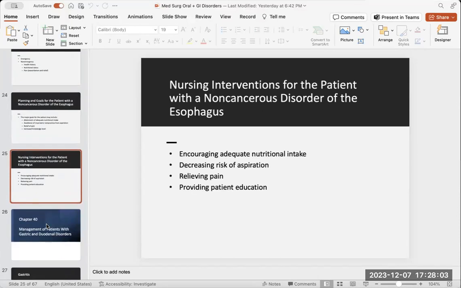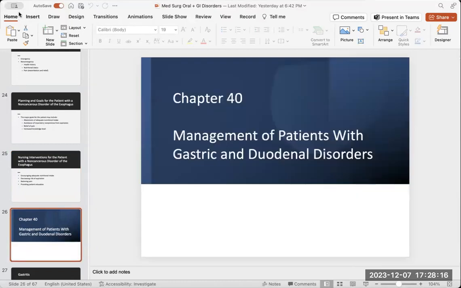Nursing interventions, once again, relieving pain, education, aspiration, right? You're always at risk for aspirating, so we need to be careful with that, and encouraging adequate nutritional intake. It's just going to repeat. Are there any questions?